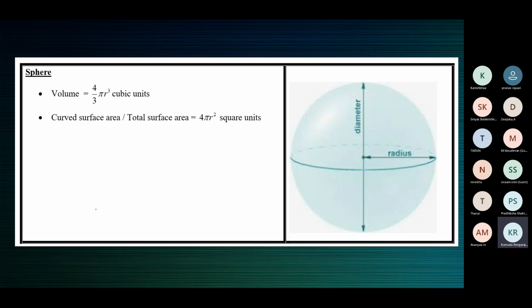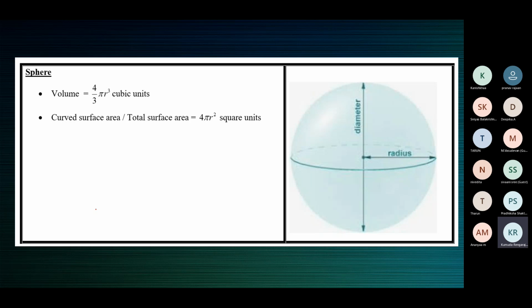And that's given by the formula 4 pi r square, square units. And the volume is given by the formula 4 by 3 pi r cubed, cubic units. Volume, cubic units. Area, square units. TSA is 4 pi r square or CSA is 4 pi r square. It's the same.